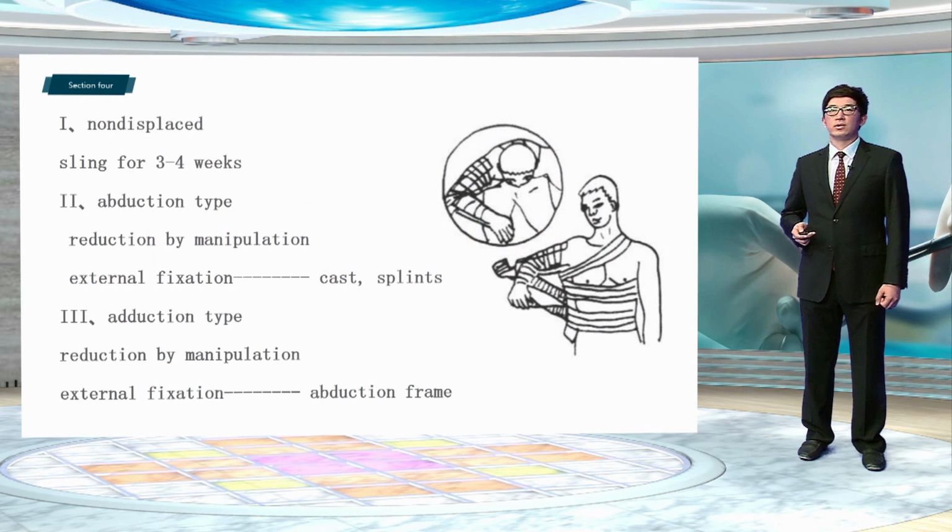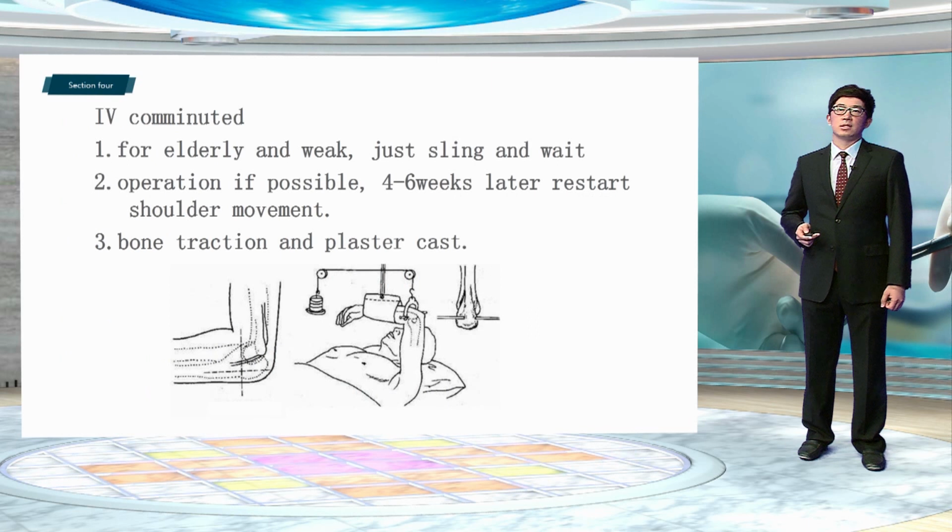For non-displaced type, we use a sling for 3 to 4 weeks. For abduction type, we do the reduction by manipulation, and we can use external fixation like cast and splints. For adduction type, we can do the reduction by manipulation and use external fixation like an abduction frame. For the comminuted type, for elderly and weak people, we can just use a sling and wait. If the operation is possible, we can do the operation. And 4 to 6 weeks later, restart the shoulder movement.